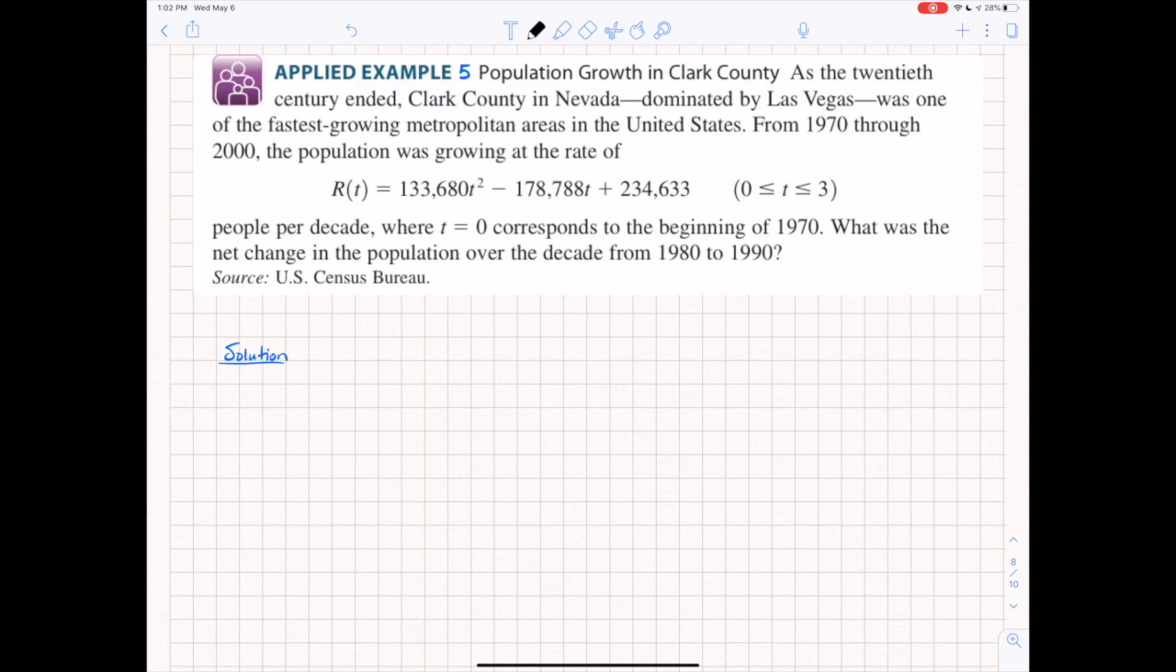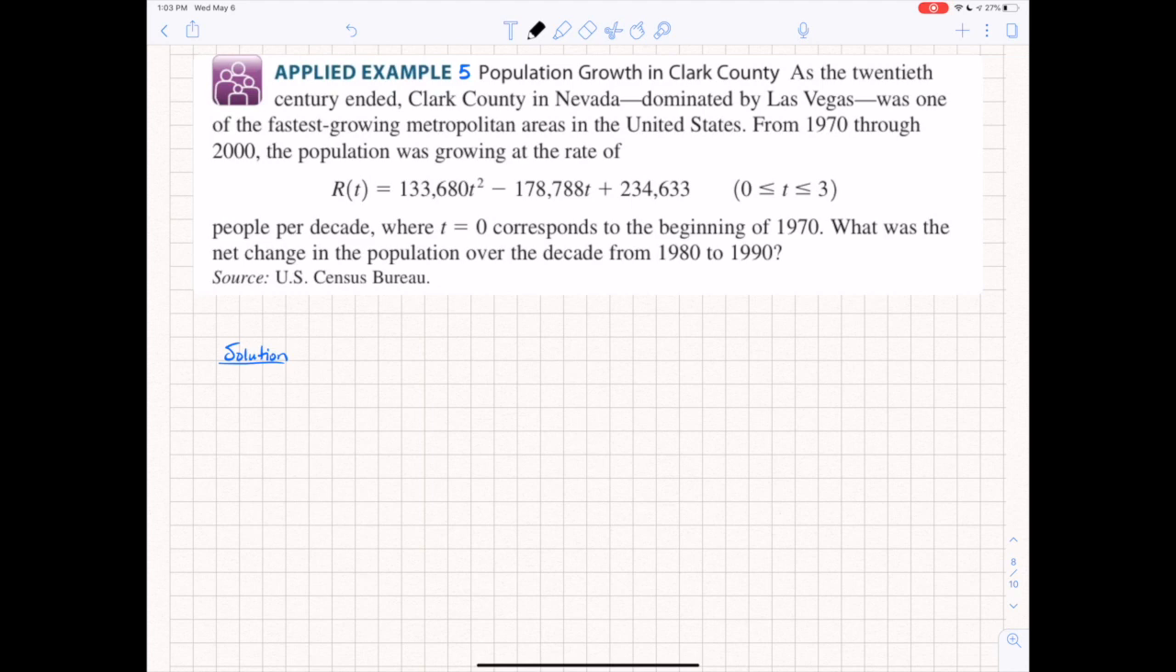Okay, so applied example 5, population growth in Clark County. As the 20th century ended, Clark County in Nevada, dominated by Las Vegas, was one of the fastest growing metropolitan areas in the United States. From 1970 through 2000, the population was growing at the rate of 133,680 t squared minus and so on, for t from 0 to 3, people per decade, where t equal to 0 corresponds to the beginning of 1970. What was the net change in the population over the decade from 1980 to 1990?